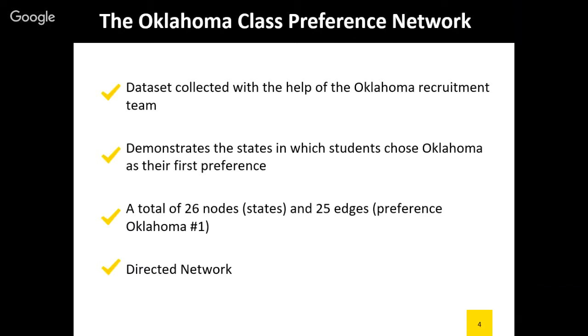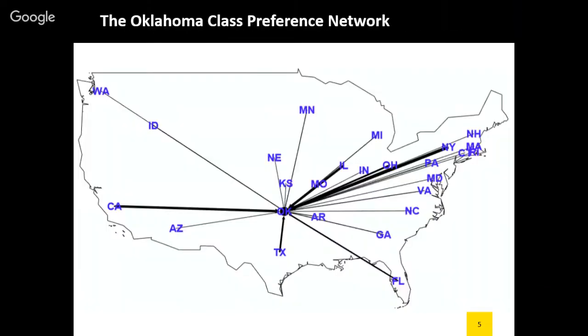So for this data, we have a total of 26 nodes or states and 25 edges, which are the preferenced Oklahoma number 1. Now, because of this, we have a directed network, which means only things are coming into Oklahoma students. Nothing's coming out. It's a one-way street. Once we compile the data, this is what we came up with.